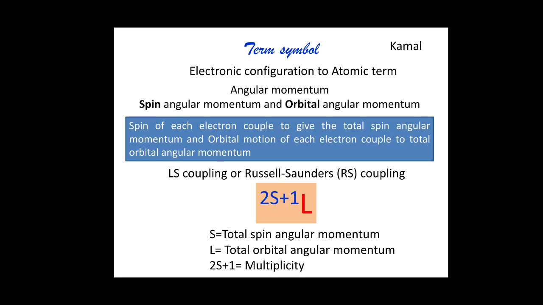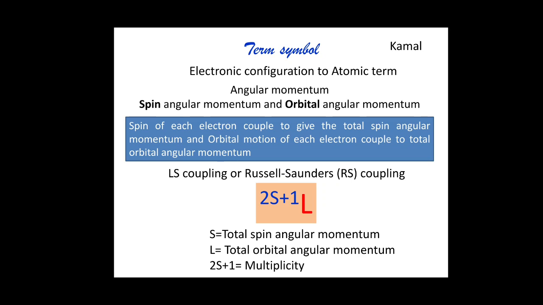There is a way we describe the term symbols. So in the brown box you can see I have written 2S plus 1 L. So this is a representation to describe the term symbol. Now in this representation you have two important things. So you need to know about the capital S. The capital S means the total spin angular momentum and capital L means the total orbital angular momentum.